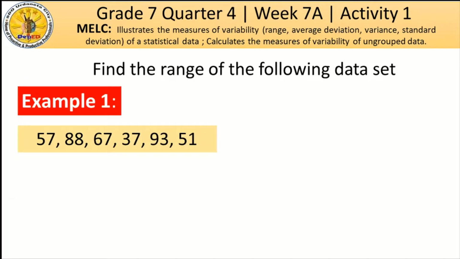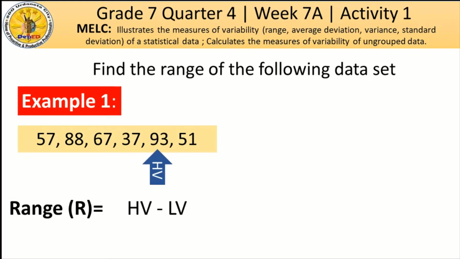Let's find the value of the range using the formula highest value minus lowest value. In this dataset, 93 is the highest value and 37 is the lowest value. Therefore, range is equal to 93 minus 37, which results to 56.